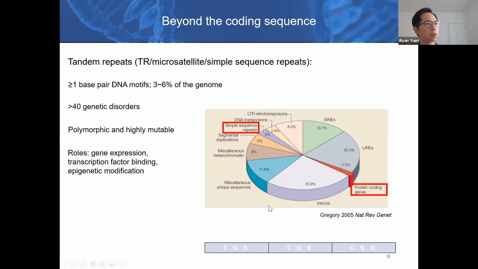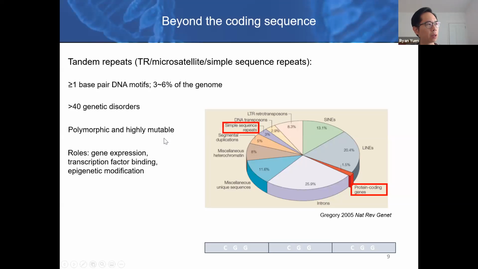So beyond the coding sequence, you can see that there is quite a lot of repetitive sequence in the genome, obviously LINEs, SINEs. But there's one particular category called simple sequence repeats, or sometimes we call it microsatellites. In this particular study, I will refer to them as tandem repeats. They are DNA motifs of more than one base pair, responsible for 3 to 6% of the genome, depending on how you define them. When I said it's 40 genetic disorders, right now, in these 2 years, at least 10 more monogenic disorders have been found with expansion of tandem repeats. So this number is increasing, and right now it's probably more than 50 already.